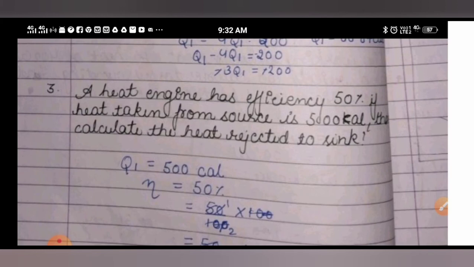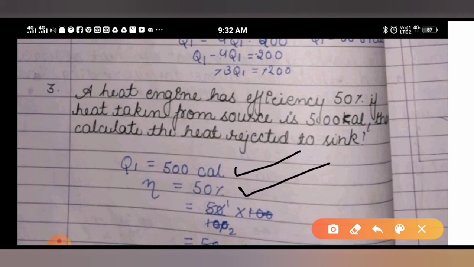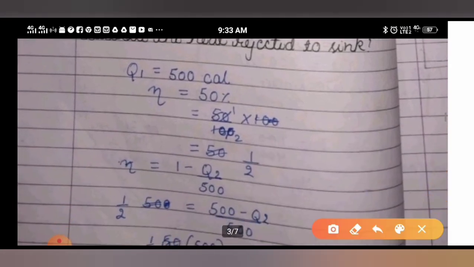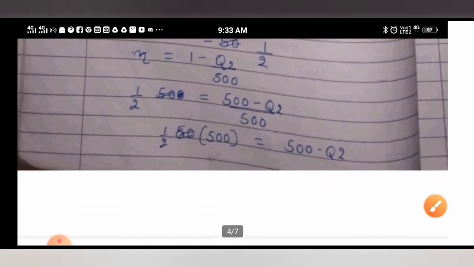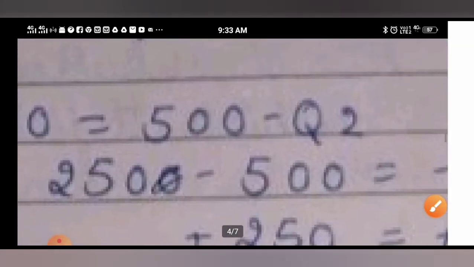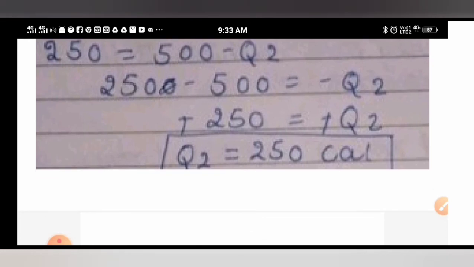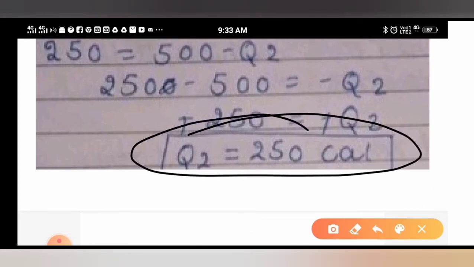Now what is given to you? Heat taken from source, that means Q1 is given 500 calorie. And next, eta. Now students see here, eta is given 50%. We need to calculate it in simple efficiency, so we will divide it by 100. So 50 by 100 equal to 1 by 2. So the eta formula we need to apply: 1 minus Q2 upon 500, and calculate Q2 from here. It is very easy. You will get the value of Q2 equal to 250 calorie.